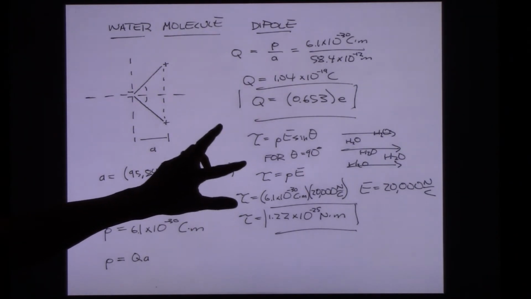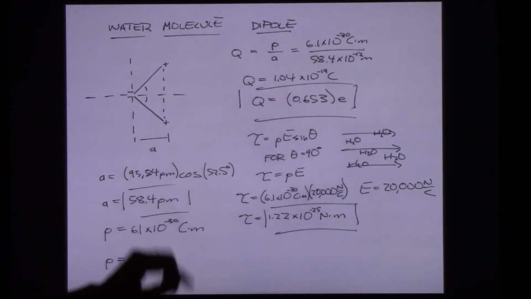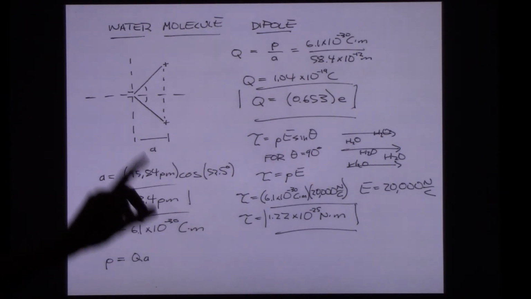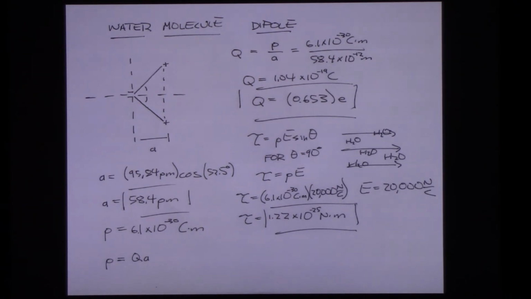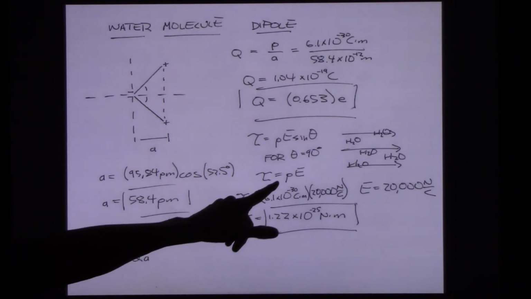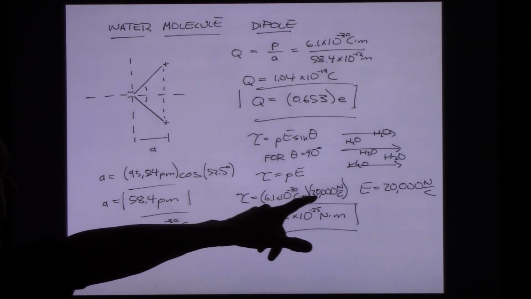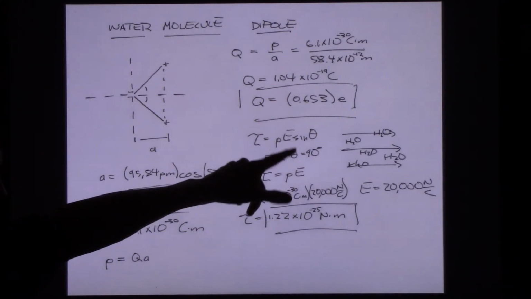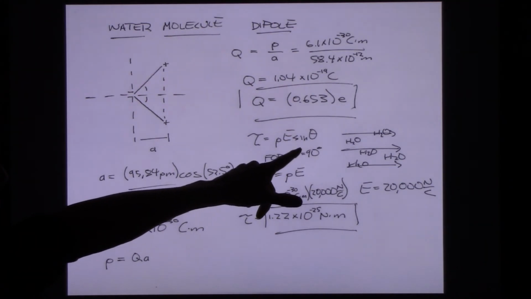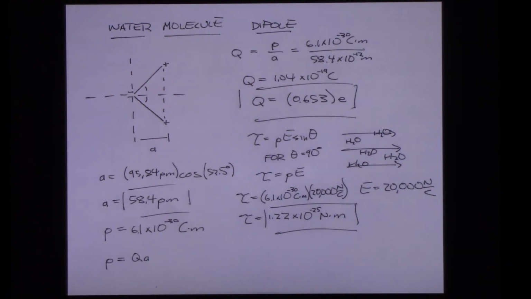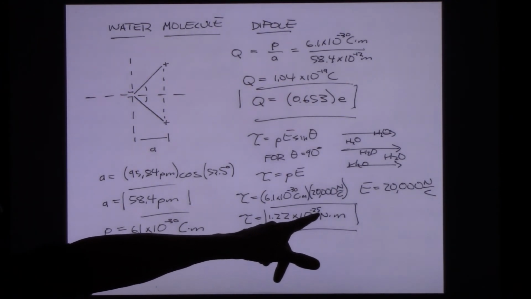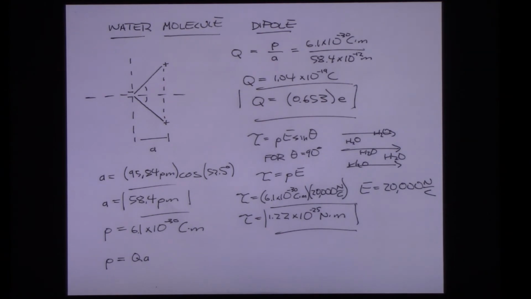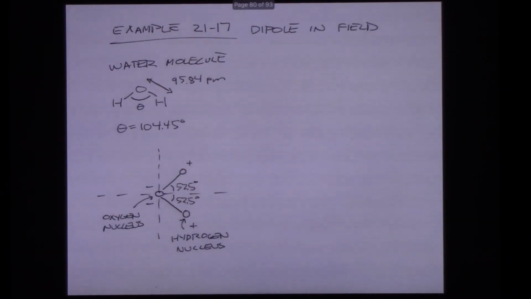But if I calculate now the torque, I can use that formula. They said, what's the maximum torque that a water molecule would experience? Well, I can plug in the dipole that they gave me, the electric field, 20,000 newtons per coulomb. They wanted the maximum, so I used 90 degrees, sine of 90 is 1, and as you would expect, the torque is tiny, 10 to the minus 25 newton meters of torque.